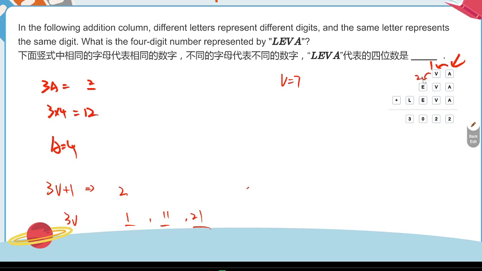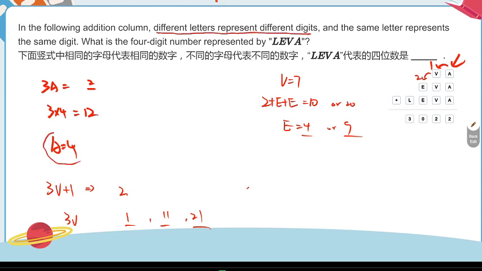If we have a carry over 2, and 2 plus E is 10, which means it can be 10 or 20. So E can equal 4 or 9. Which one is good? Here, don't forget, different letters represent different digits.